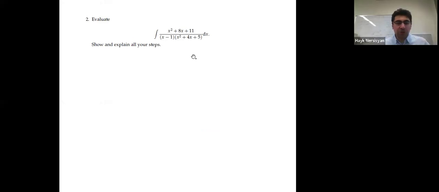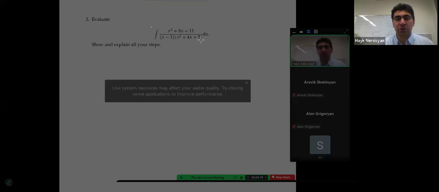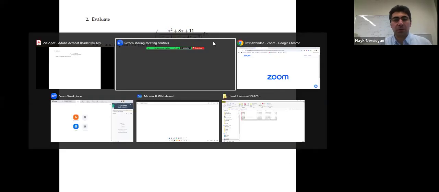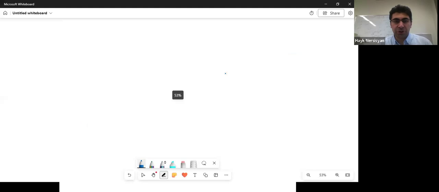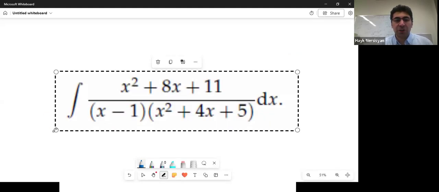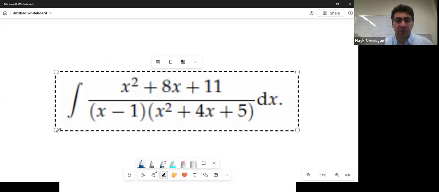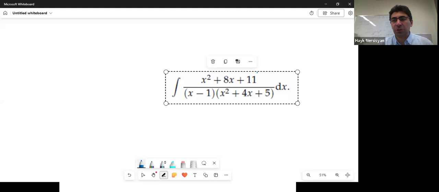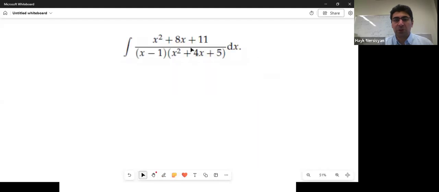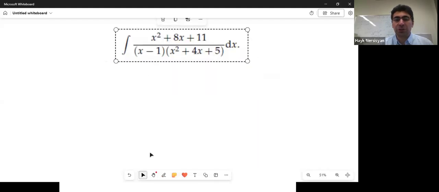So we have to calculate this integral. First thing that we can say, this is an integral of rational function. So we should treat it as integral rational functions, meaning that we should begin with checking whether here we have to begin with a long division or not. In this case, no need to do any long division because the degree of our numerator is 2, degree of denominator is 3.